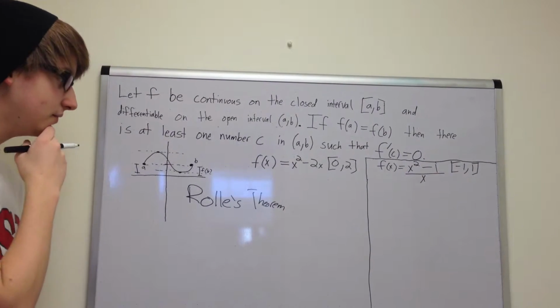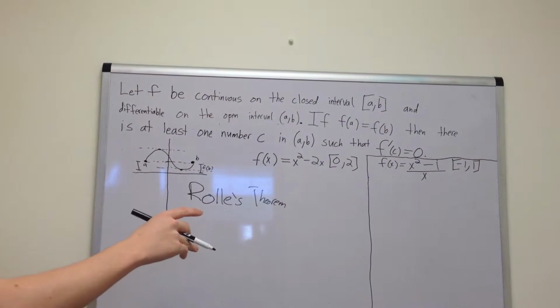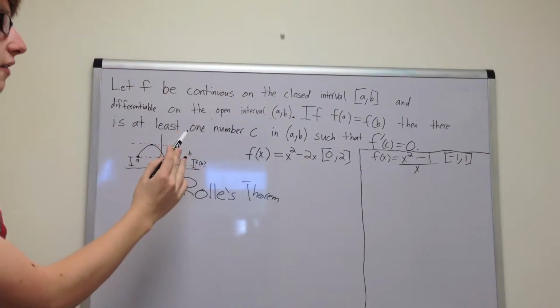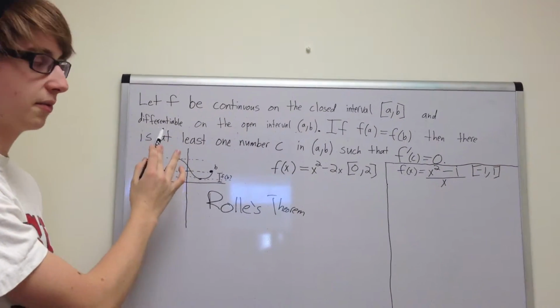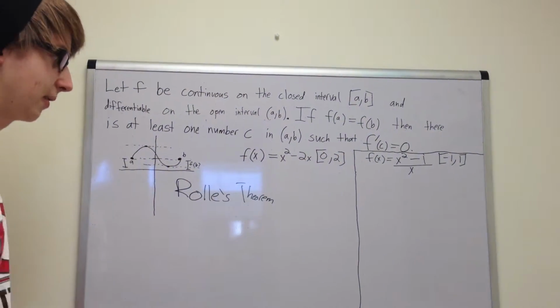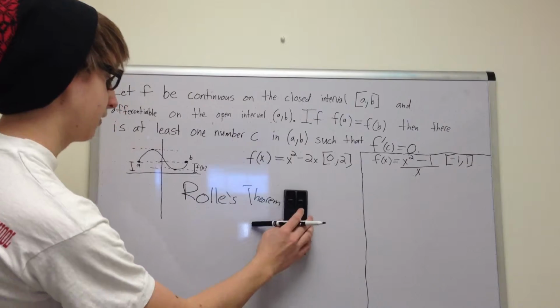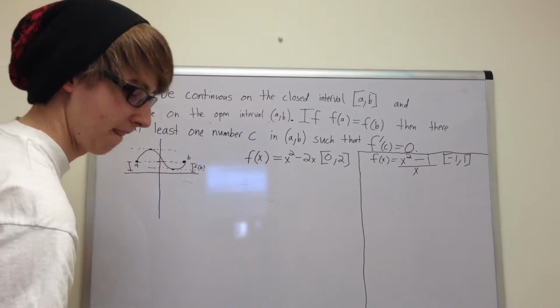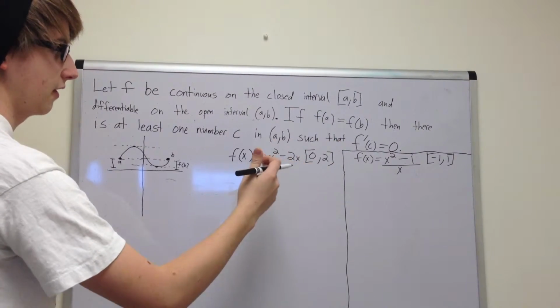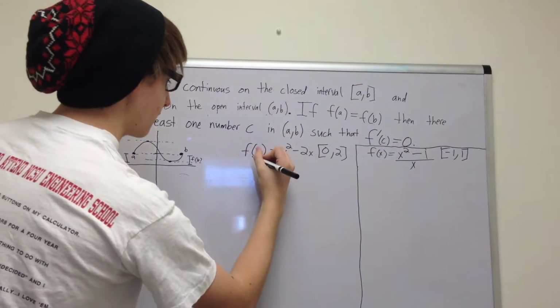So, in simpler terms, first we have to check if the function is continuous, then we have to check if it's differentiable, and then we have to make sure f of a is equal to f of b. So we're going to start off with this one. Okay, so we have this. First we're going to see if it's continuous. It's a polynomial, so we know it's continuous.